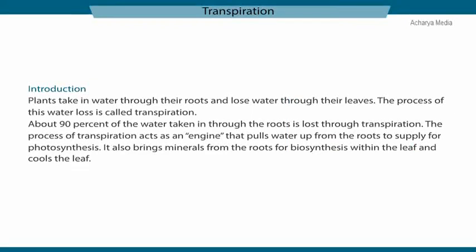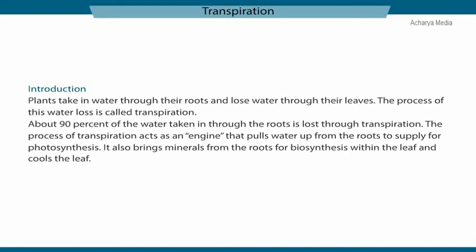Transpiration. Plants take in water through their roots and lose water through their leaves. The process of this water loss is called transpiration. About 90% of the water taken in through the roots is lost through transpiration. The process of transpiration acts as an engine that pulls water up from the roots to supply for photosynthesis. It also brings minerals from the roots for biosynthesis within the leaf and cools the leaf.